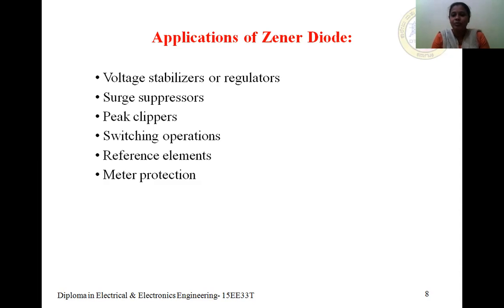Next, it is used in peak clippers. Peak clippers remove a certain portion of a waveform, and the Zener diode can be used for this. Again, the Zener diode is used for switching applications. Next, it is used as a reference element also. And next, it is used in meter protection, for example in an energy meter. These are some of the applications of the Zener diode.